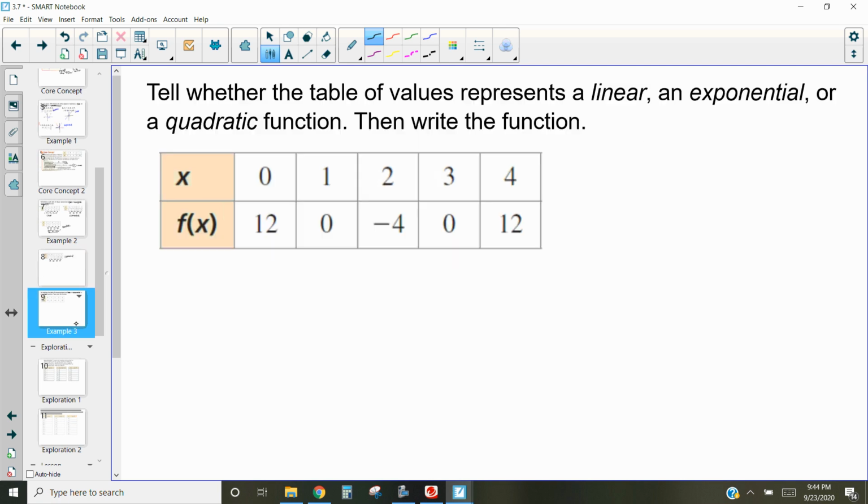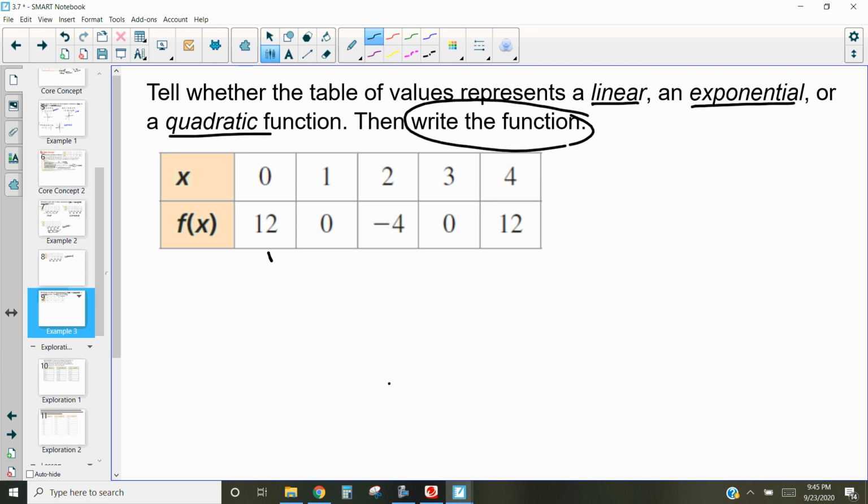The last one that I want to cover, just very briefly, using this table, let's decide if it's linear, exponential, or quadratic. And then based on that information, we want to write the function. So let's take a look at it and see what happens. Remember, we can write a function if we're given the slope and the y-intercept. We can do it if we're given the y-intercept and the change in numbers. We've got lots of options here. So let's take a look.